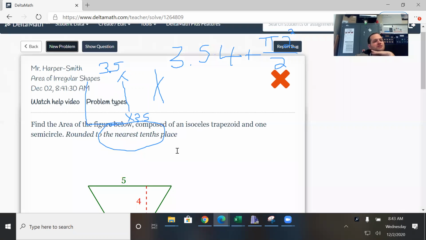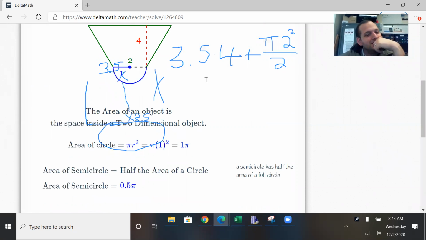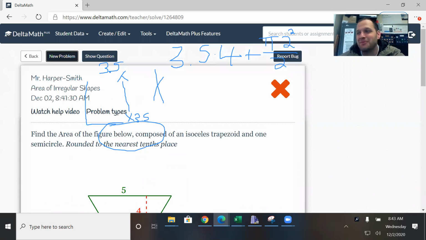No, what did we do wrong? Oh, what did Harper-Smith do wrong? The radius wasn't 2. The radius was 1. Harper-Smith messed up there. Darn it. Well, we learned a valuable lesson. Don't be like Mr. Harper-Smith.